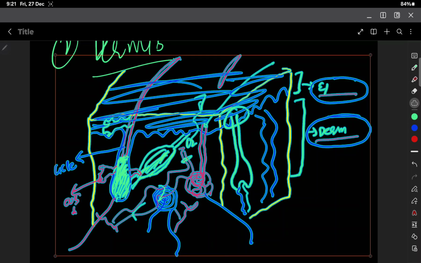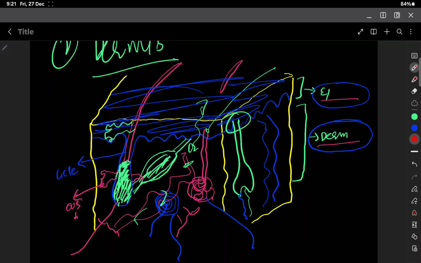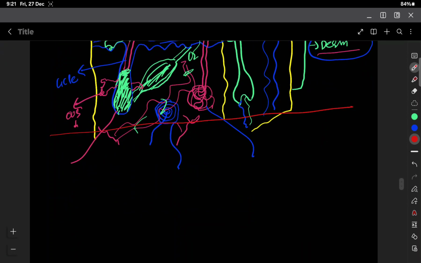Now this dermis is tough and elastic. You can see dermis. This layer is tough, and it has elasticity. So dermis is tough plus elastic. Tough because of the presence of collagen.